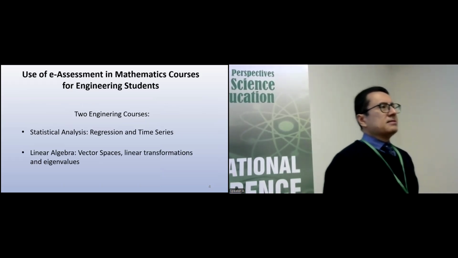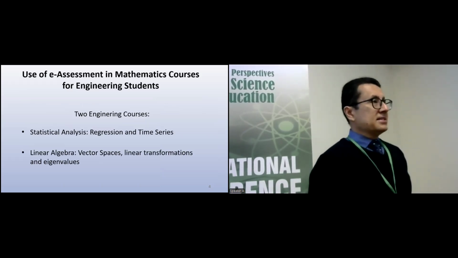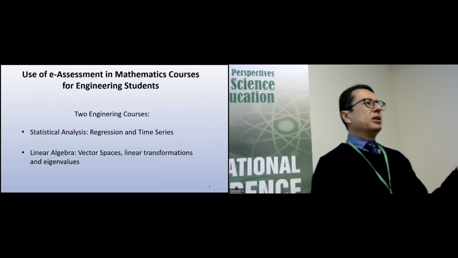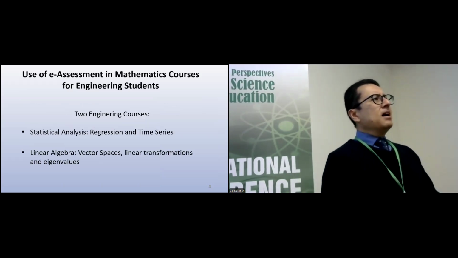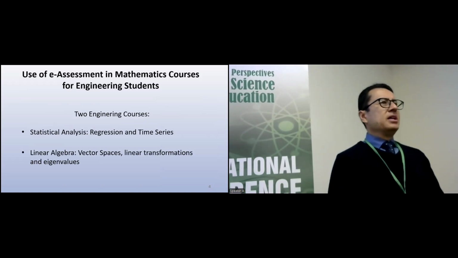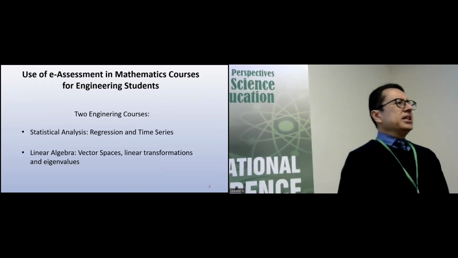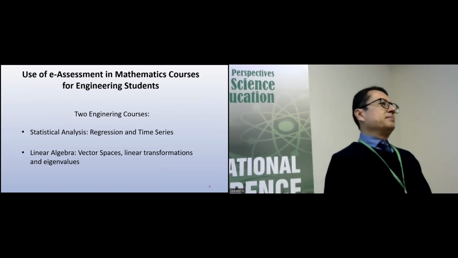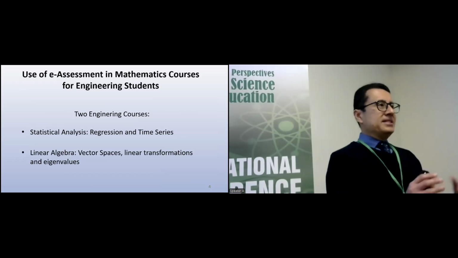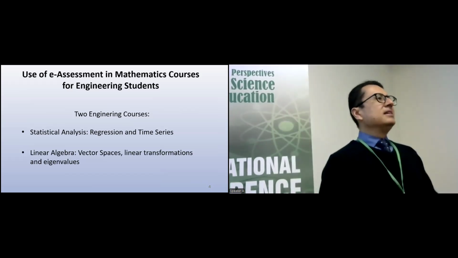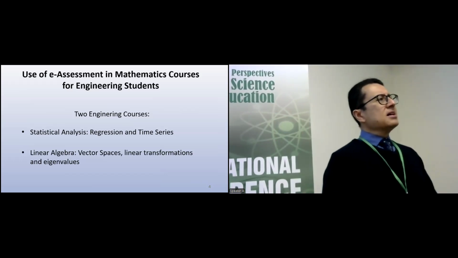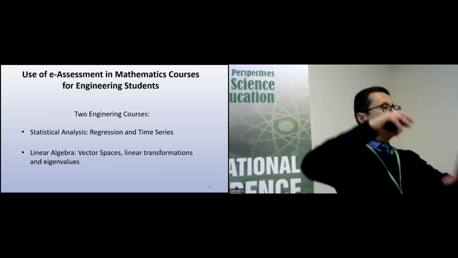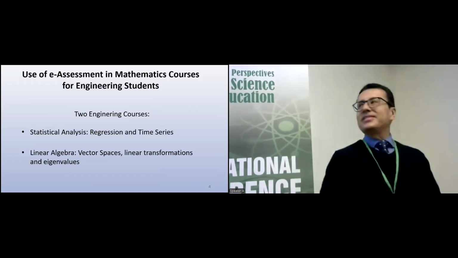What are these two courses? The first one is the statistical analysis course. In this case, we include some types of regression, especially linear and multiple linear regression, and some basics of time series. On the other hand, the linear algebra course is a second linear algebra course. First we take something about matrix theory, determinants, basics. Here it's more advanced. It includes vector spaces, linear transformations, and eigenvalues.